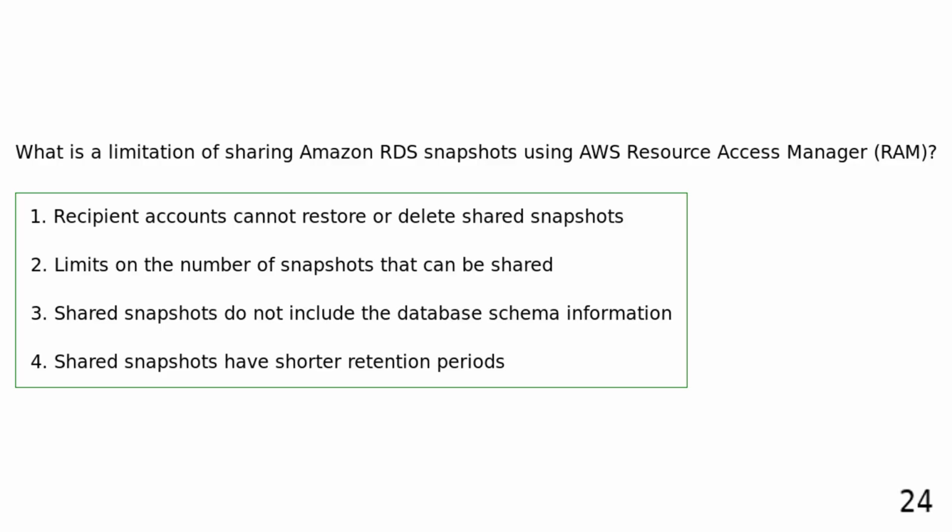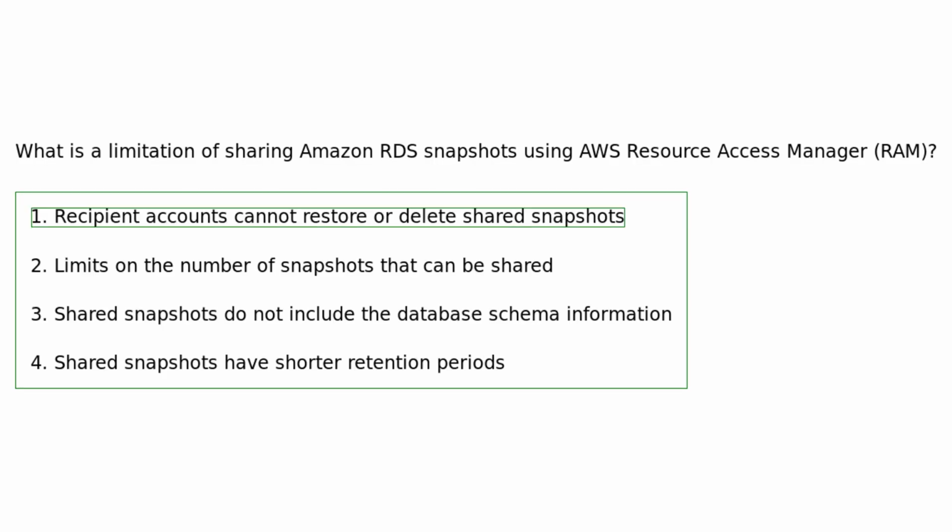What is a limitation of sharing Amazon RDS snapshots using AWS Resource Access Manager? Recipient accounts cannot restore or delete shared snapshots. Limits on the number of snapshots that can be shared. Shared snapshots do not include the database schema information. Shared snapshots have shorter retention periods. A limitation of sharing Amazon RDS snapshots using AWS Resource Access Manager is that recipient accounts cannot restore or delete the shared snapshots directly, as the owner account retains control and management rights over the shared snapshots.